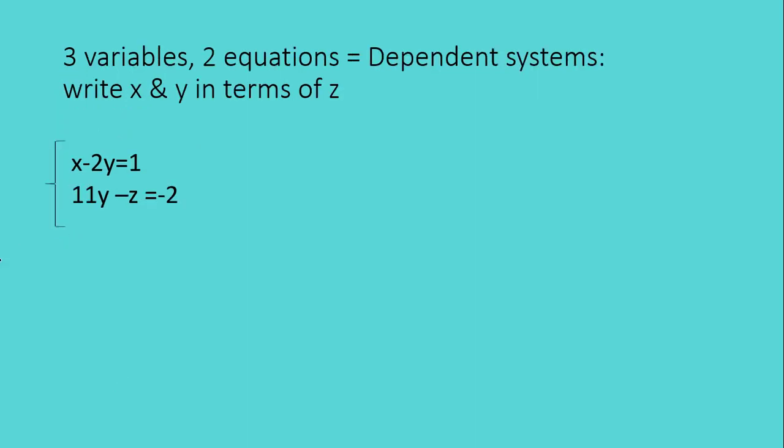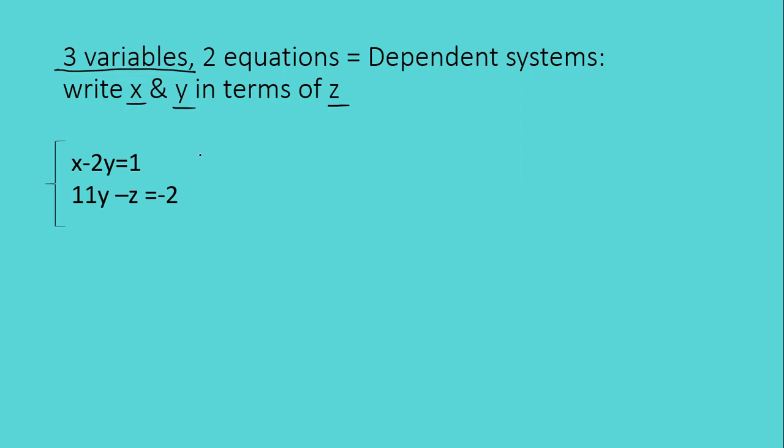If you run into a system of only 2 equations that has 3 variables, we're not going to just stop and say no solution. We're actually going to rearrange these equations so that they're more meaningful. This is a dependent system because there's actually more than one set of values that would work for this. But what we're going to do is rewrite these equations until we can get an equation for x and an equation for y in terms of z. And you can do that any way that makes sense to you.